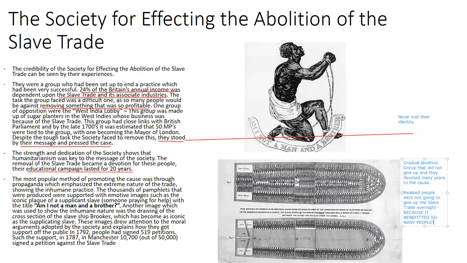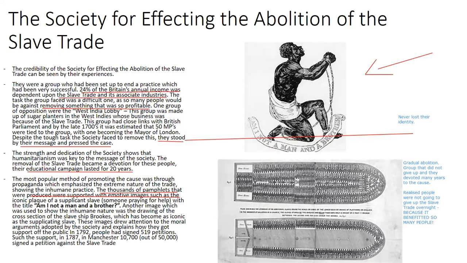Now, the main thing that the society did that helped abolish the slave trade was using propaganda to emphasise the extreme nature of the trade, to show the inhumane practice that occurred. They made thousands of pamphlets that were produced and were supported with emotive images. Now, there's two that I'm going to show you. The first one is this one here. Now, this is a very famous plaque of a supplicant slave. This slave is praying. You can see they're in chains.